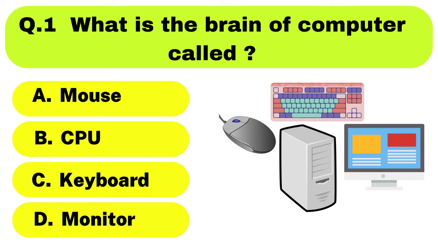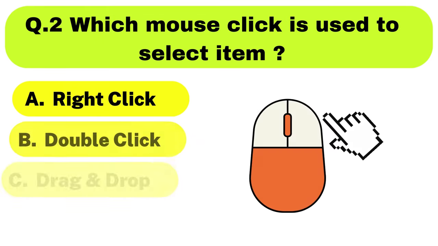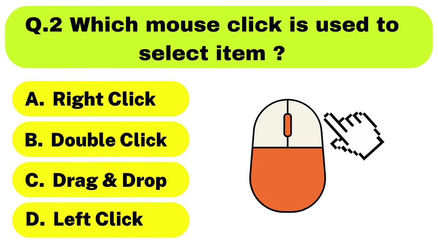Question number one, what is the brain of computer called? The correct answer is option B, CPU. Question number 2, which mouse click is used to select item? The correct answer is option D, left click.